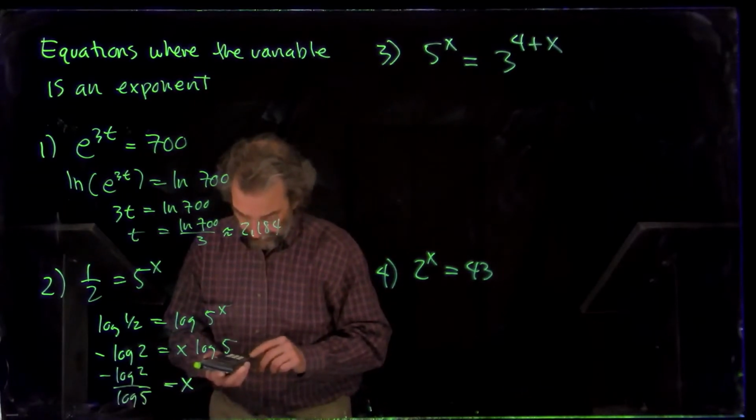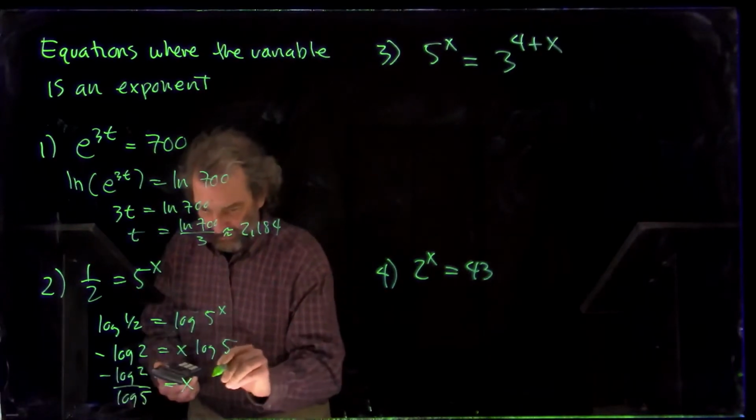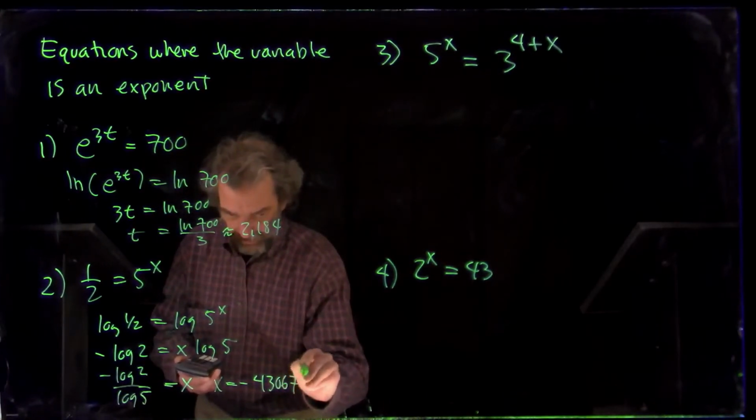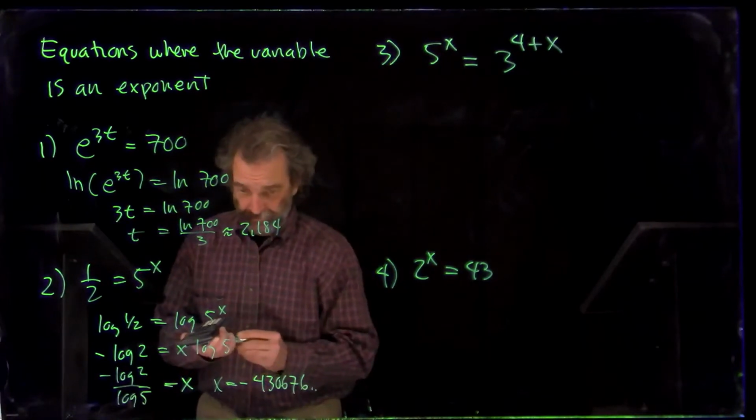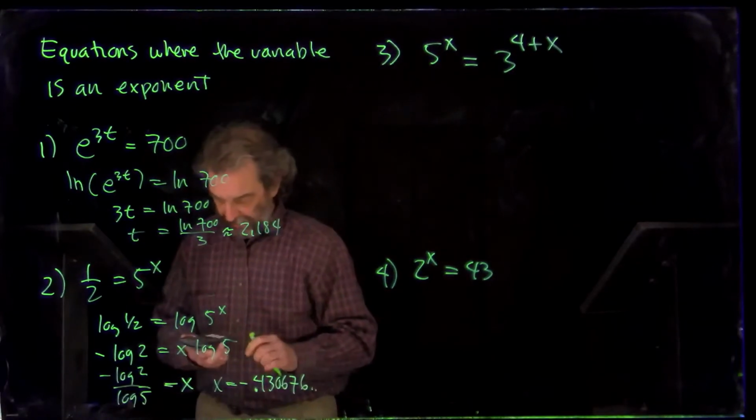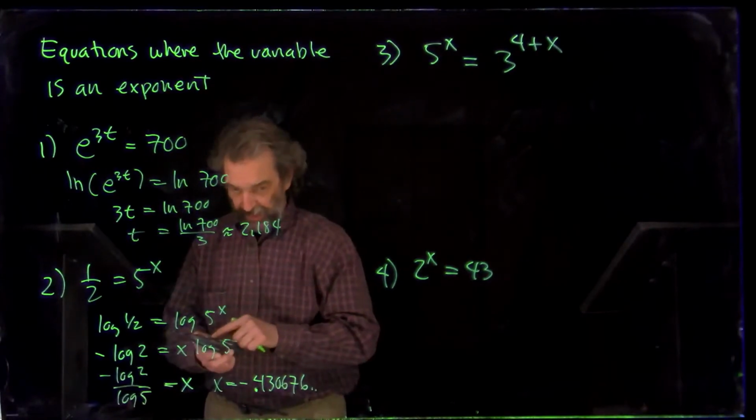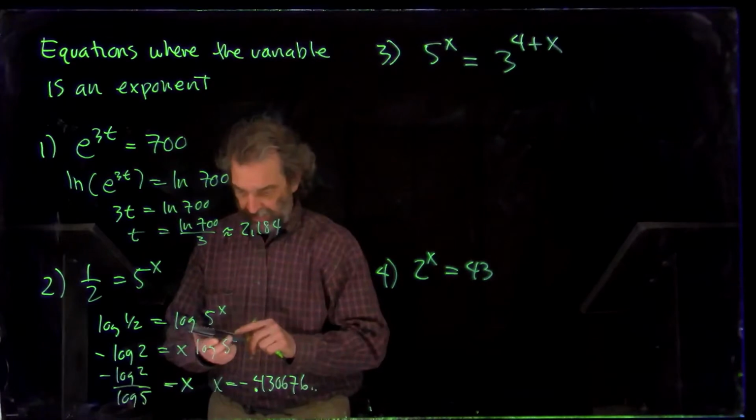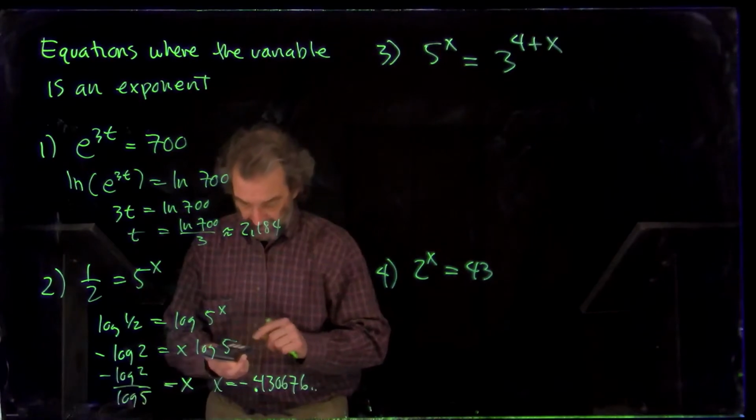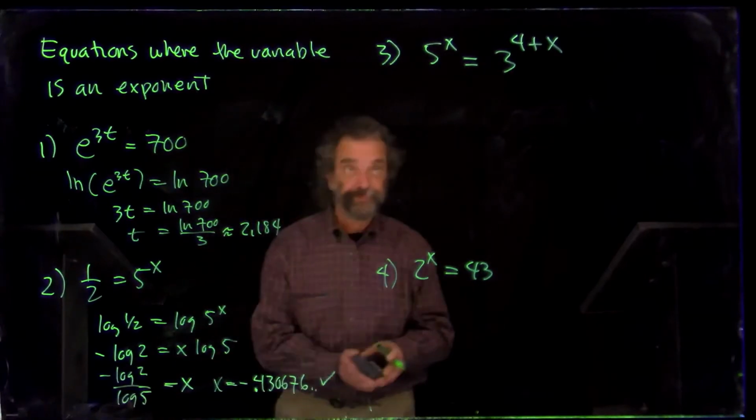All right? Minus 0.43, x equals minus 0.4306 and change, 76 and so on. 0.43. I don't quite believe that. I'm going to check it out. I'll clear this out. I'm going to take 5 and raise it to the, now that minus sign again, a little baby minus sign, 0.43067. And I get a half. It checks out. All right, cool.